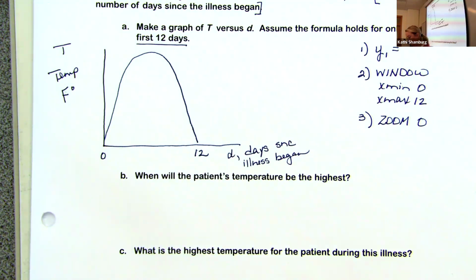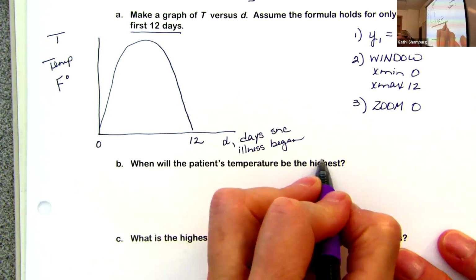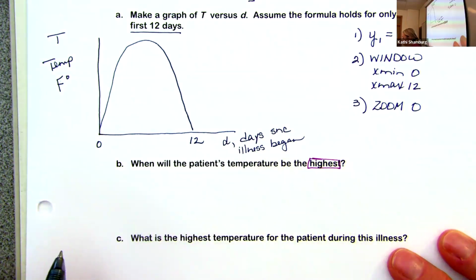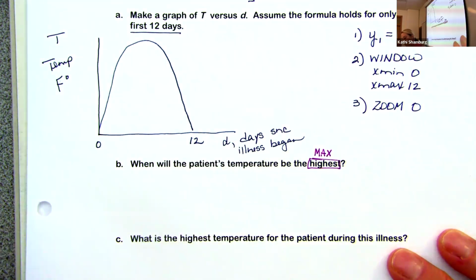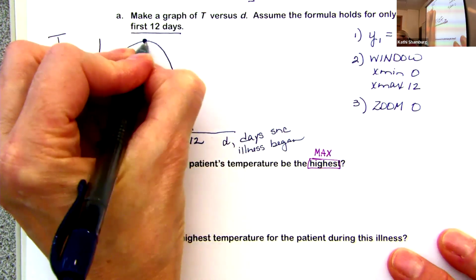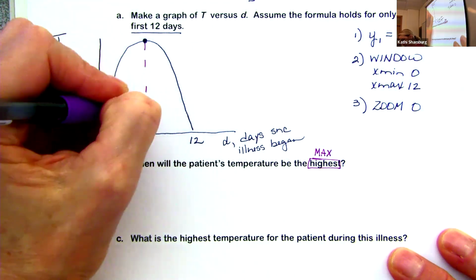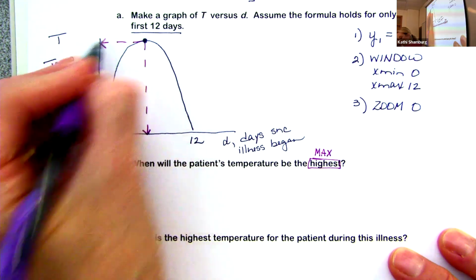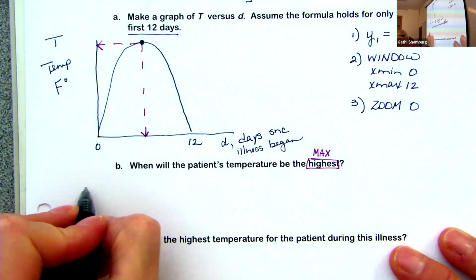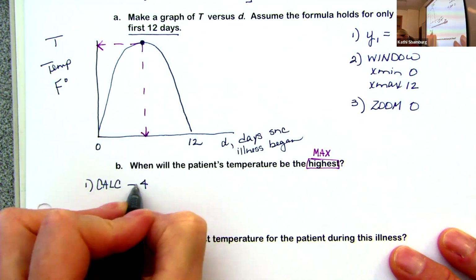All right. When will the patient's temperature be highest? And then I see the word highest. So what does that point you to? Maximum. Which is the peak or the top of the hill. So we're going to be finding this and this. So, is that Calc 4? Is that correct?